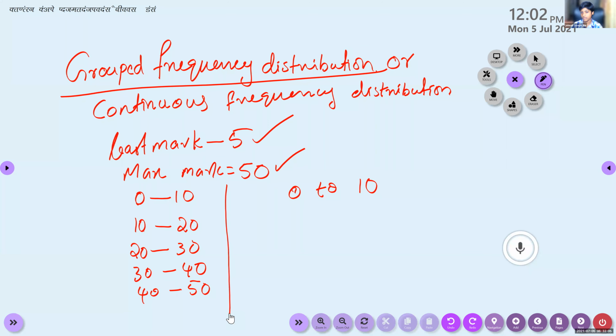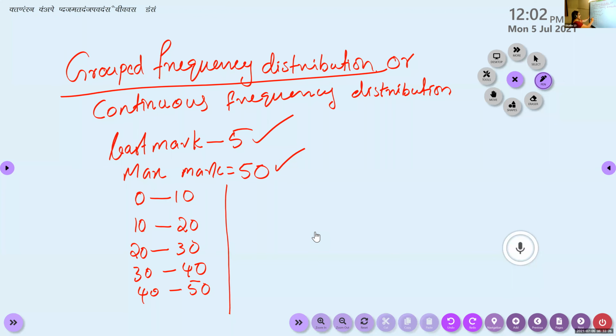Then 50 to 60. Ma'am, we don't want this answer. Ma'am, you don't need any more. Okay, you pass. You don't need any more, because our maximum mark is 50. Okay, we don't want any more classes.